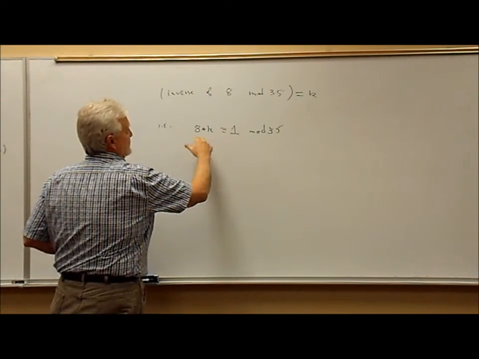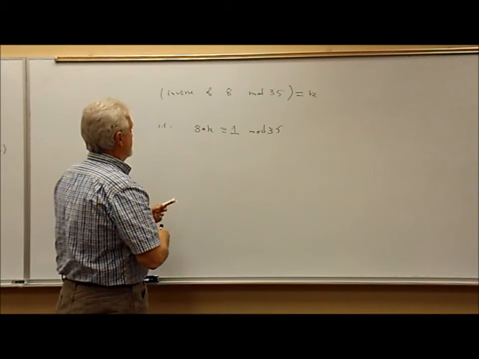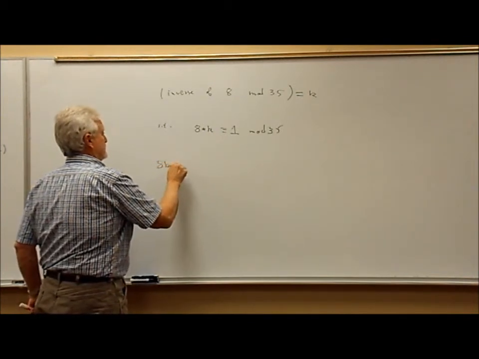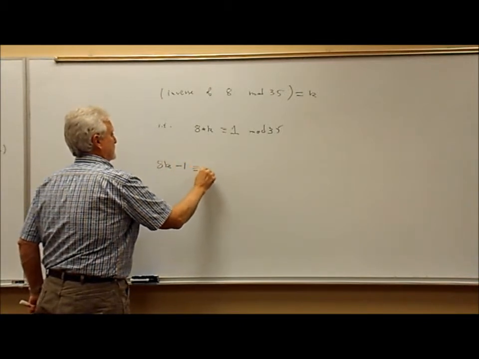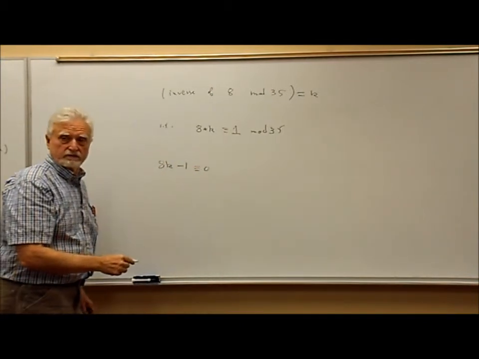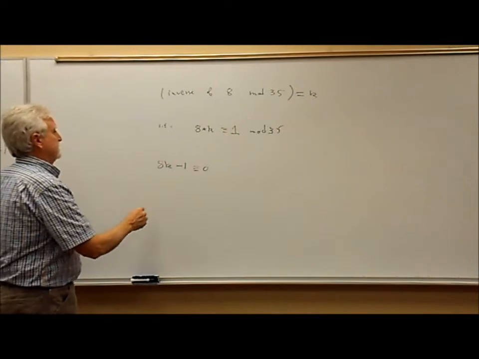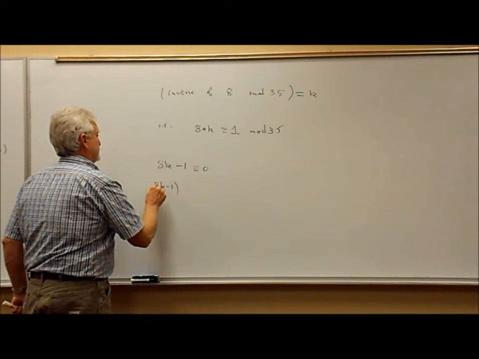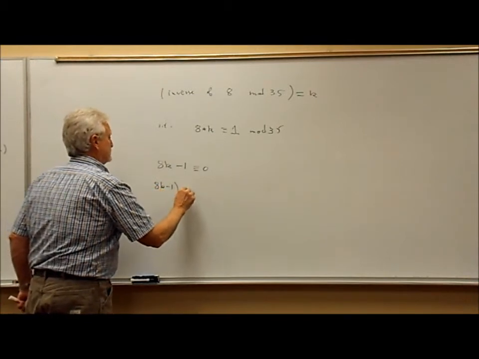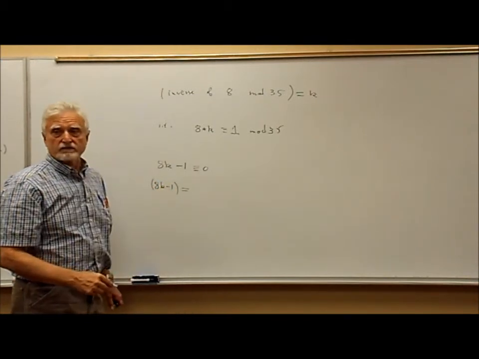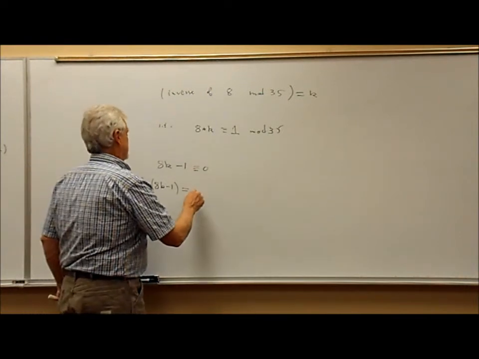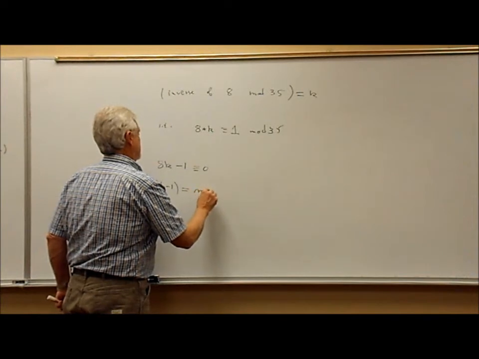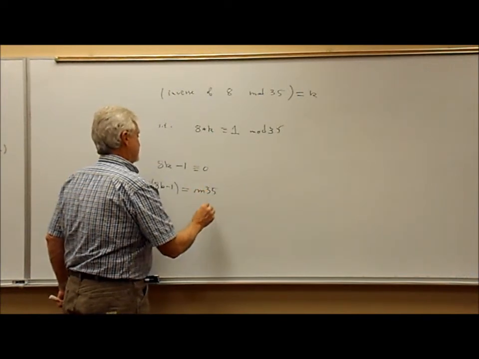Now what does it mean for that to be congruent mod 35? That means that 8k minus 1 is congruent to 0 mod 35, right? And that means that 8k minus 1 is some multiple of 35, say m times 35.